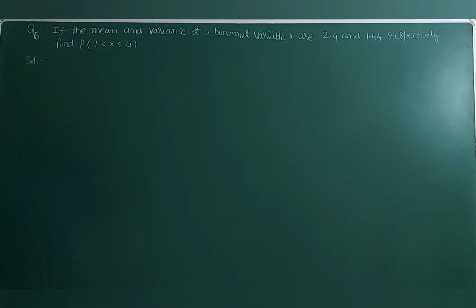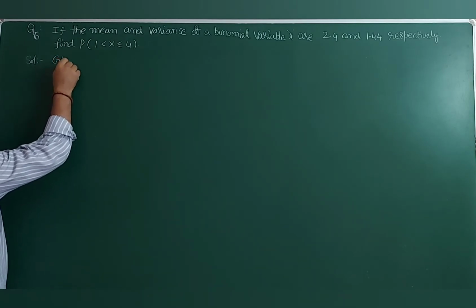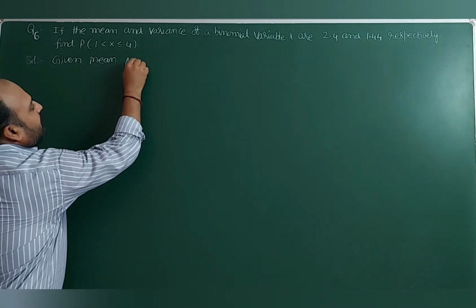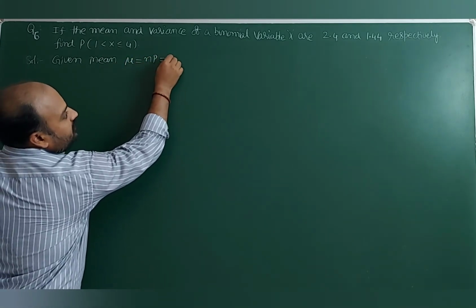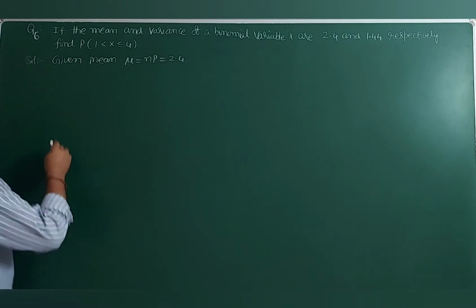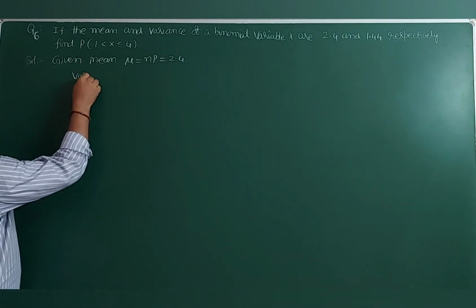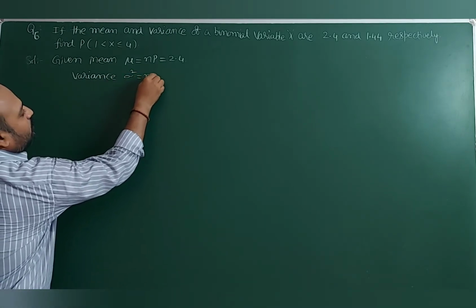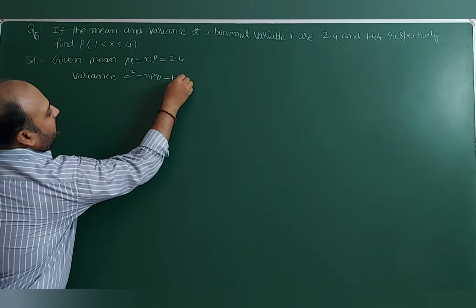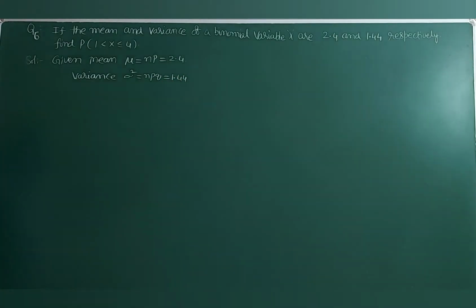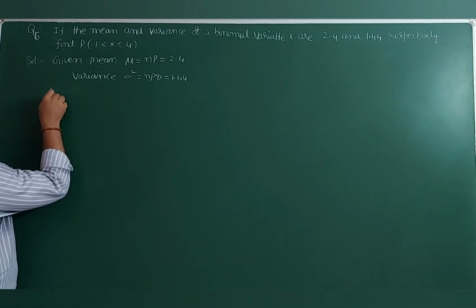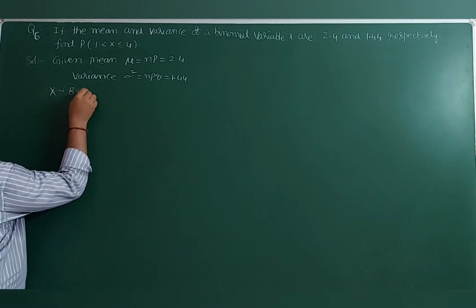So given binomial distribution, mean and variance. First step, given mean mu is equal to NP, which is equal to how much? 2.4. Next, the variance of the random variable, variance sigma square is equal to NPQ, which is equal to 1.44. X follows binomial distribution.